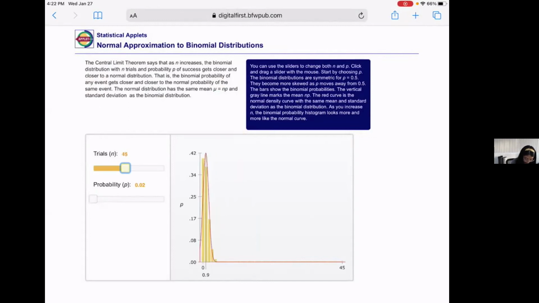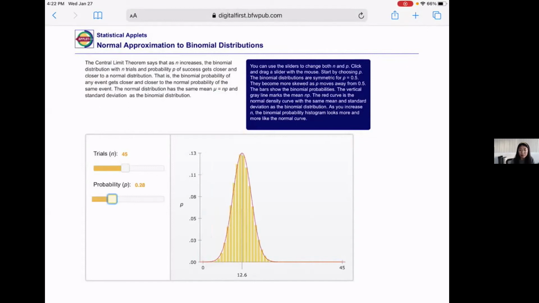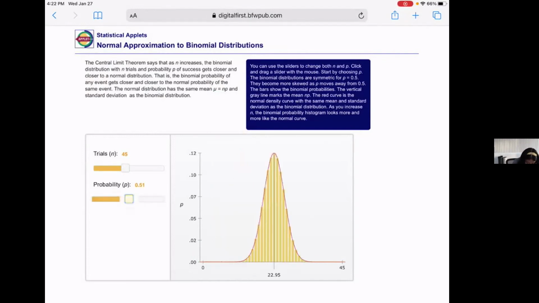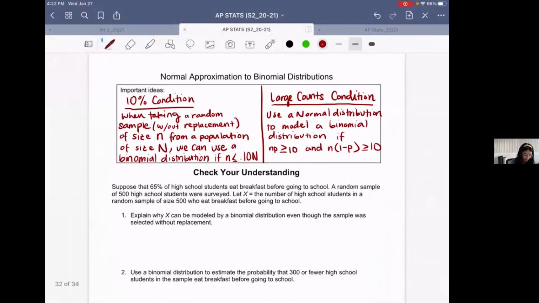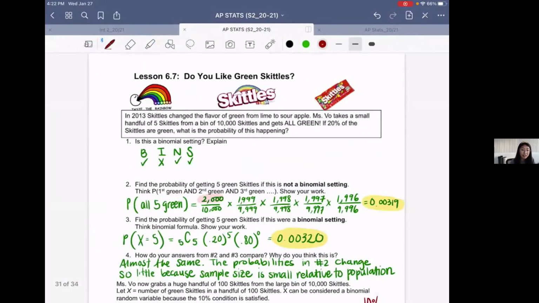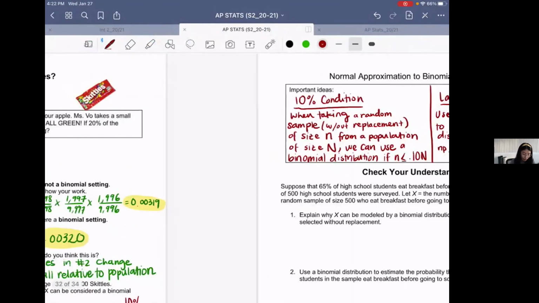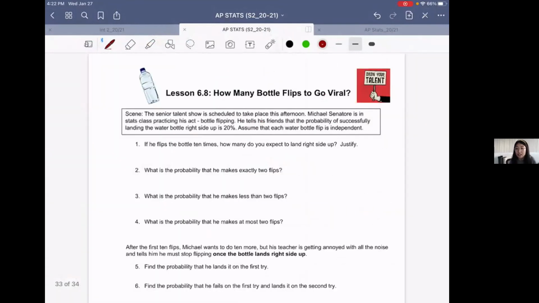My shape technically doesn't look too normal. However, if I continue on and start changing these probabilities, notice as the probabilities increase, look how normal my shape looks. And the perfect one here is actually around 50%, where it's super, super normal. Okay, so that's the explanation of that. So that was lesson 6.7. And then I am going to move over to lesson 6.8.